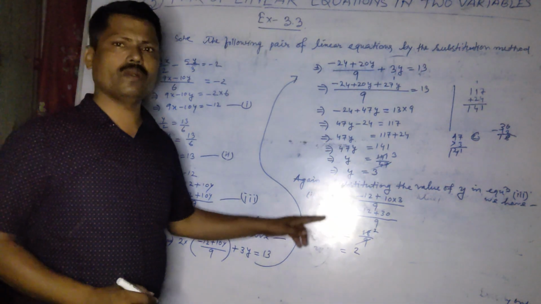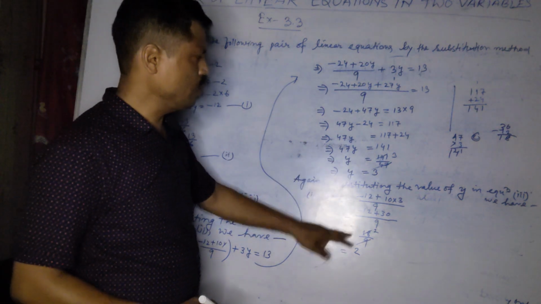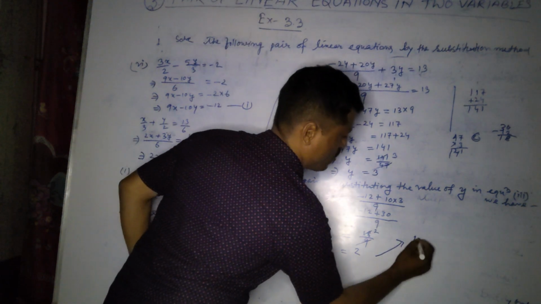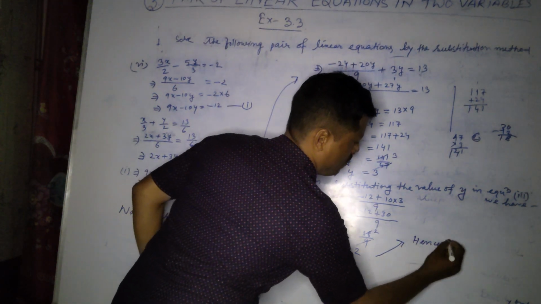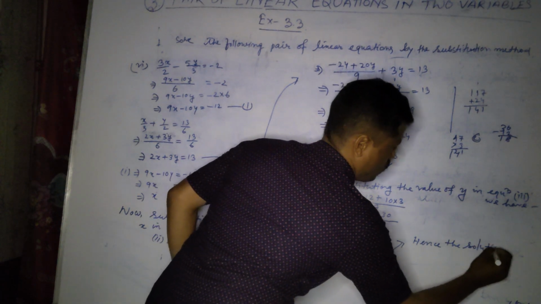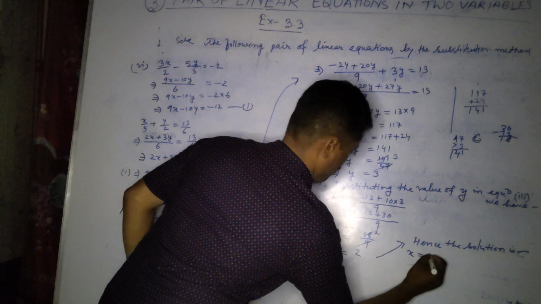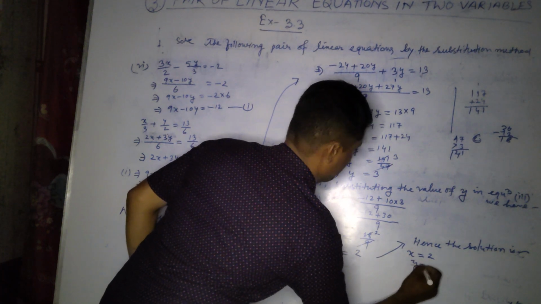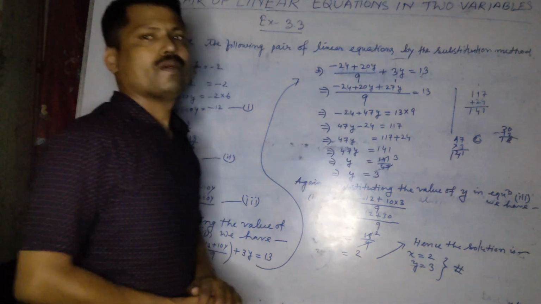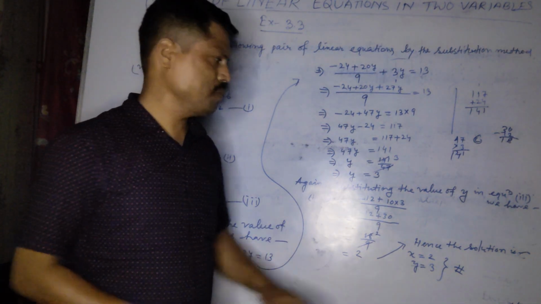Hence the solution is x value is 2 and y value is 3. So you can write, hence the solution is x is equal to 2 and y is equal to 3. This much only. So we have solved this almost.